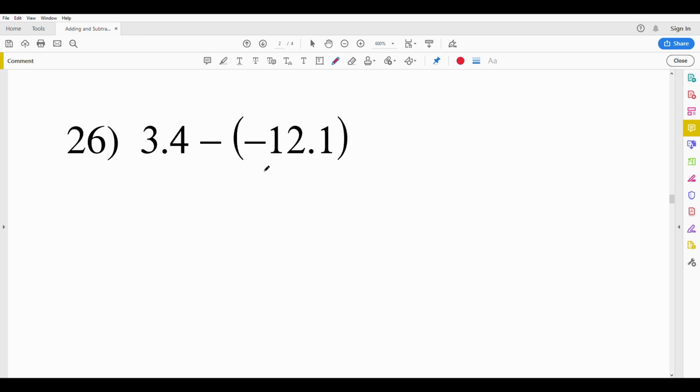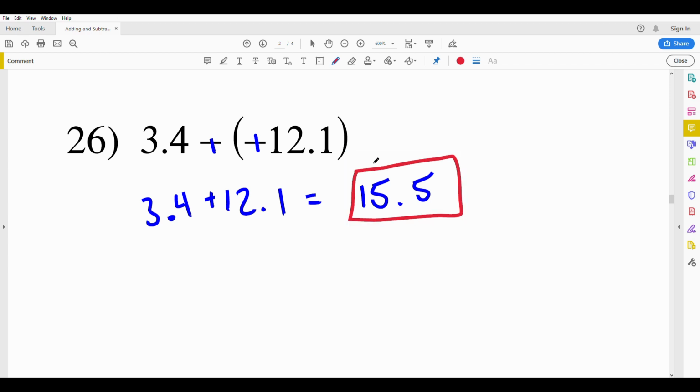In number 26, subtracting a negative, go ahead and say it. I know it's tedious, but it will stick. Subtracting a negative, we're really adding a positive. So 3.4 plus 12.1, or 3 4/10 plus 12 1/10. That's going to give us 15 5/10. 15 5/10 is our solution in number 26.